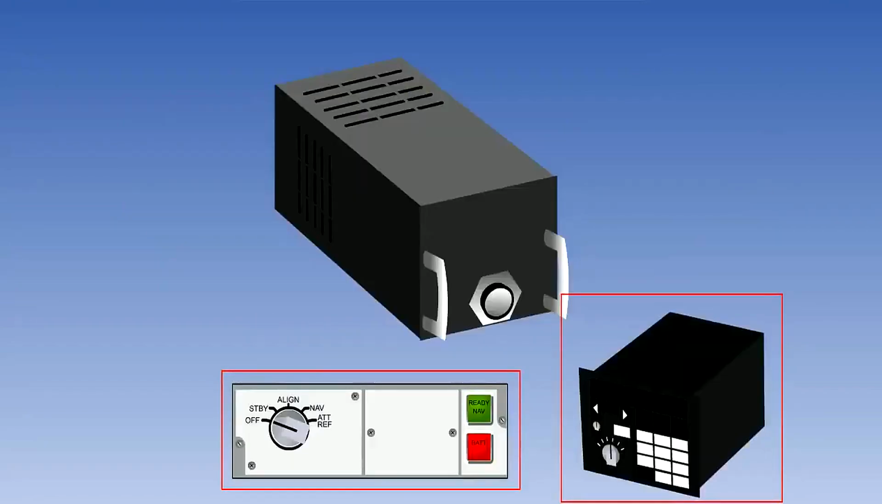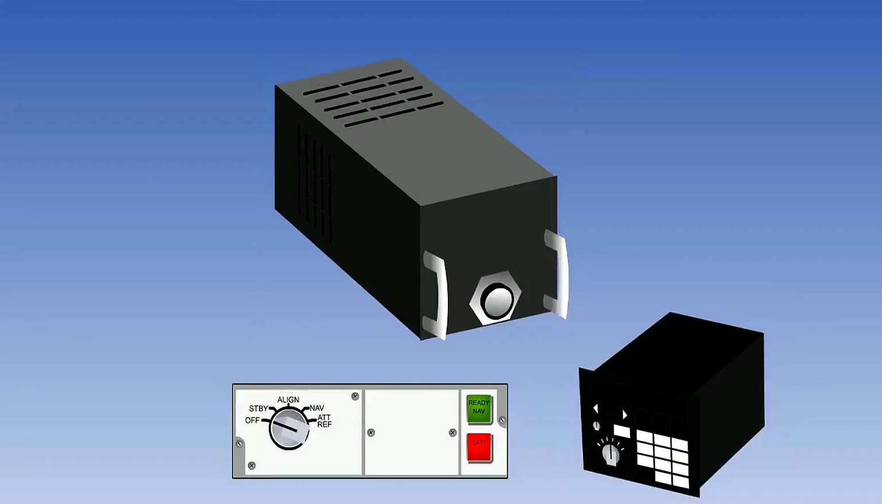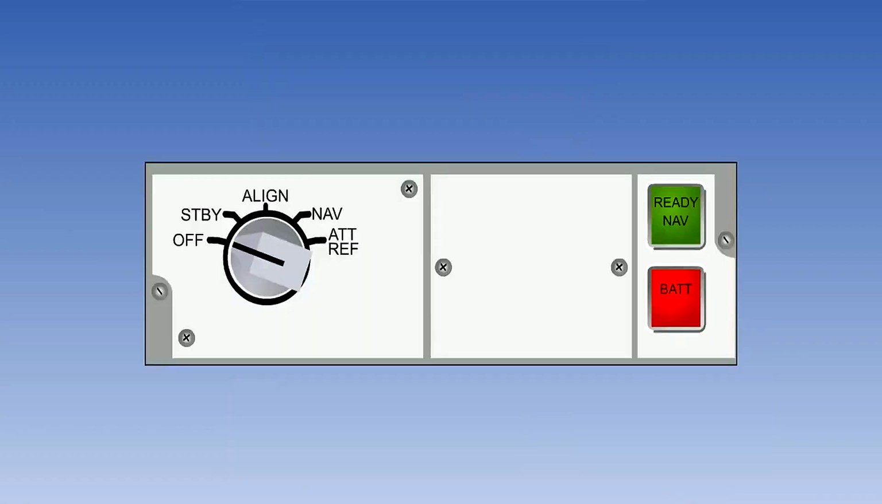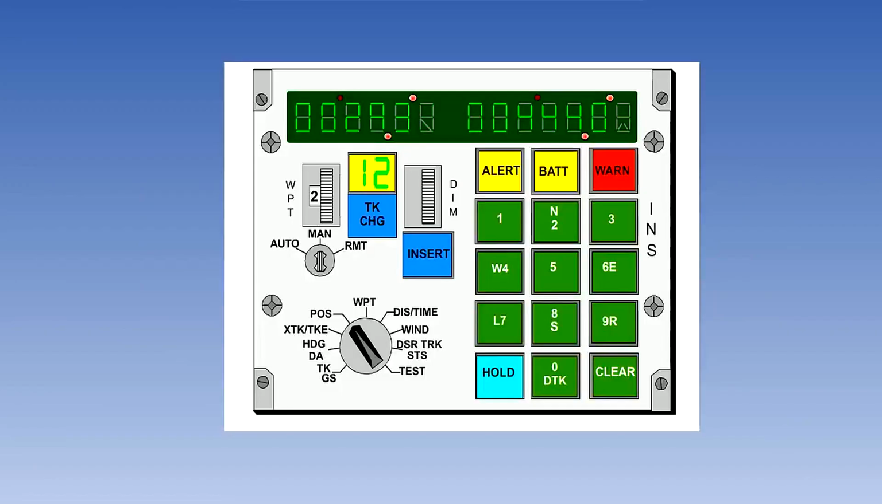There are three basic units in the INS. Two of them are on the flight deck and are operated by the pilot. The third can be remotely located in the aircraft and does not have to be accessed in flight. The two components located on the flight deck are the Mode Selector Unit, often abbreviated to MSU, and the Control and Display Unit, often called the CDU.